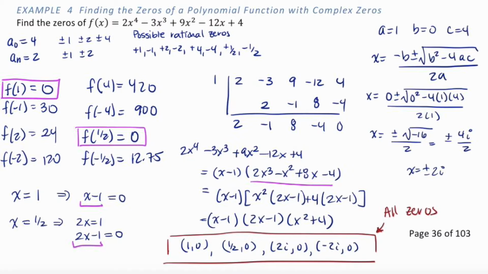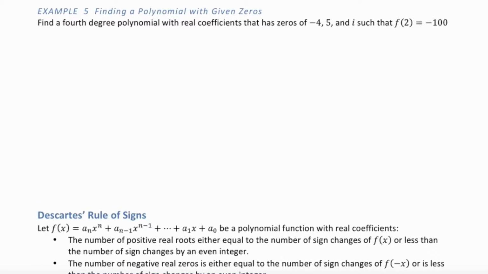With that, turn to the top of the next page so we can look at example 5. This is also the last page of section 3.6. Example 5, finding a polynomial with given zeros. Find a fourth degree polynomial with real coefficients that has zeros of negative 4, 5, and i such that f of 2 equals negative 100.